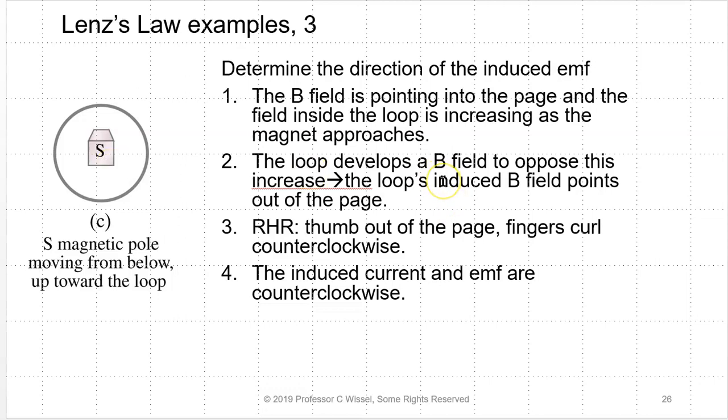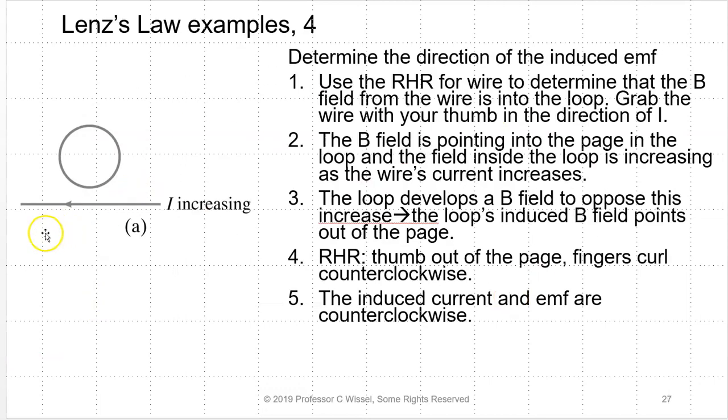The loop develops a magnetic field to oppose this increase. The loop's induced B field points out of the page. The right-hand rule says the thumb is out of the page, the fingers curl counterclockwise, so the induced current and the EMF are counterclockwise.